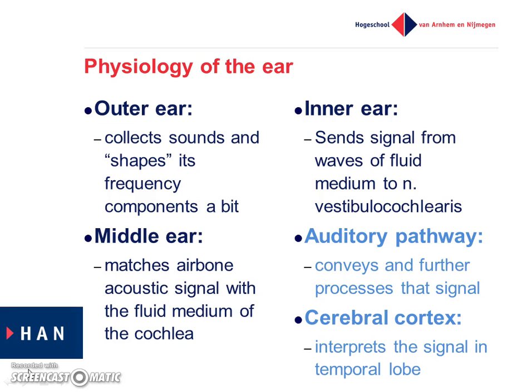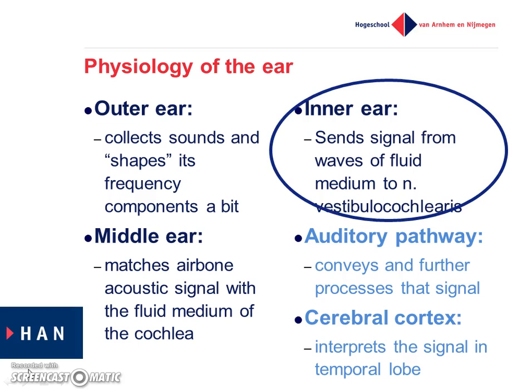Earlier we talked about the physiology of the outer ear and the middle ear. Now I want to explain to you more about the inner ear that sends signals from waves of fluid medium to the vestibulocochlear nerve. How this happens, I'll explain to you later on in more detail. So listen up.